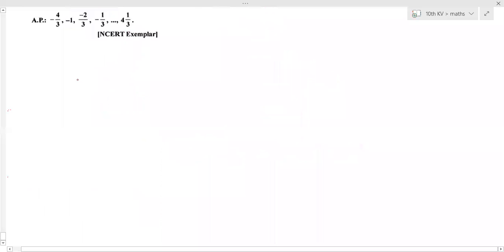How will N be negative? N is equal to 4 1 by 3, that means 13 by 3. A is minus 4 by 3. D is equal to minus 1 plus 4 by 3, that is minus 3 plus 4 by 3, that is 1 by 3. Okay, I did a mistake here. I wrote it as minus 1 by 3. So by that, the mistake is obvious.